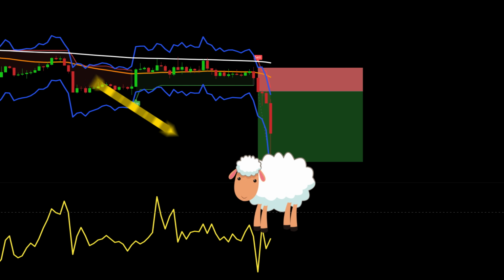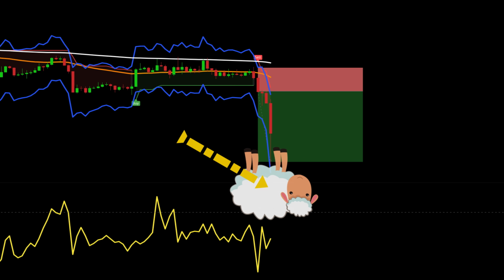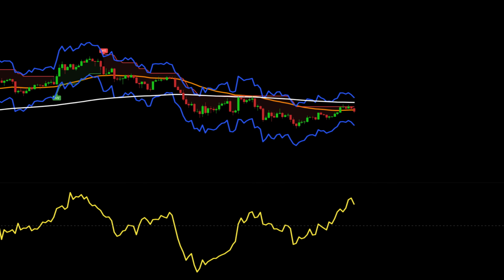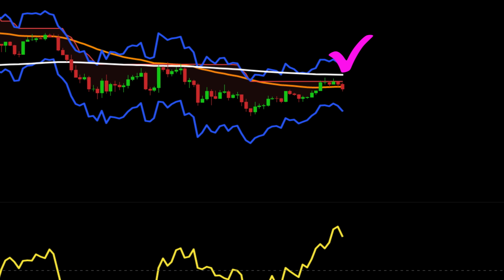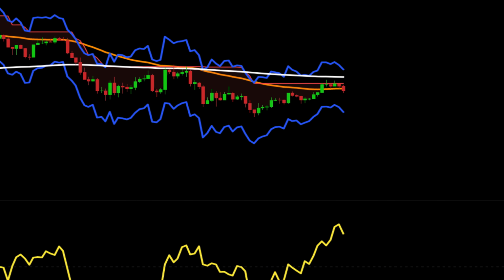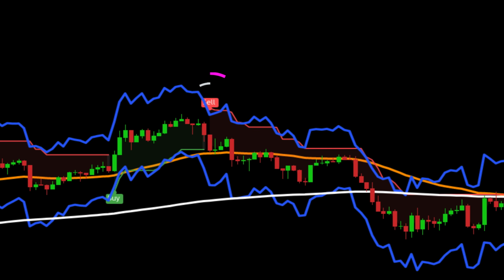And this example rapidly hits the target. I am going to show you one more quick short example. First, we can see price is below the 200 EMA in white. Second, in this example, our SuperTrend sell signal comes way before our entry.